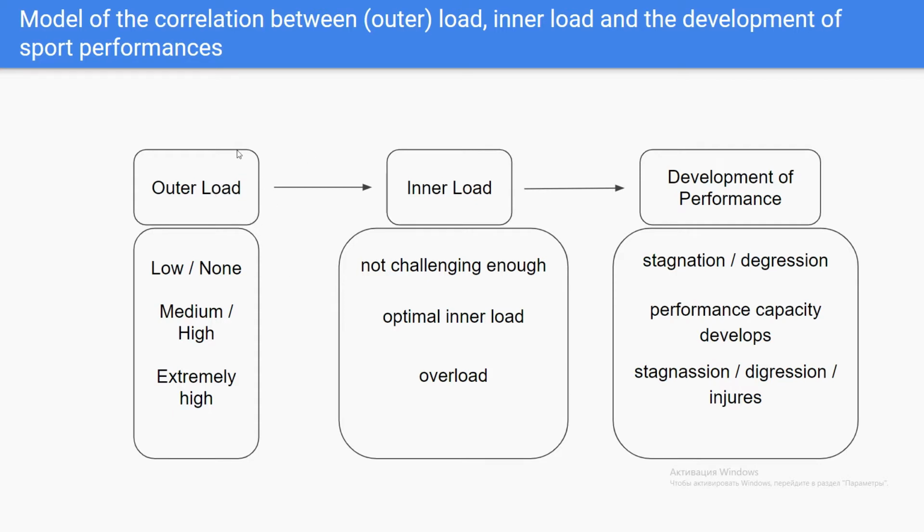The environment, namely outer load, influences our organism and triggers a reaction that can be expressed in adaptation, and this provides us with an outcome. In this case, it's sport performance. So we have, as you remember, three types of outcomes. It could be stagnation or even degradation, or we have a performance capacity that develops. It's a good point. And the third one is stagnation or even injuries.